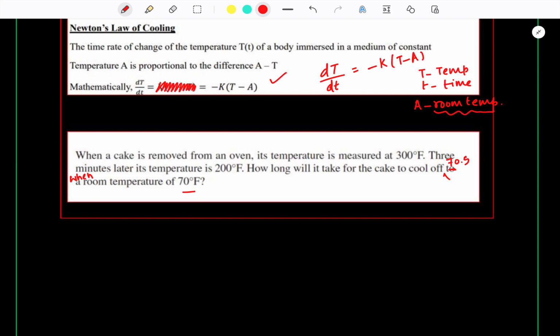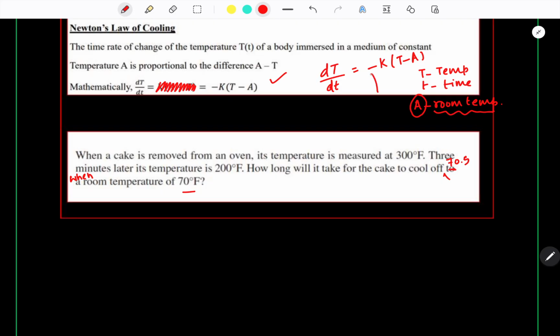So automatically, when some product is getting cooled down according to the room temperature, if the room is colder, the coffee cools down quickly. Whereas if the room is hot, it takes more time to cool off. So that is why the room temperature is very, very important in Newton's law of cooling.